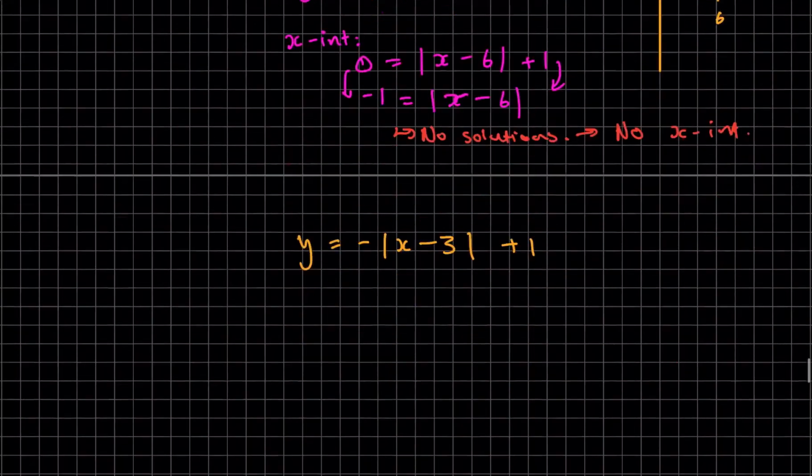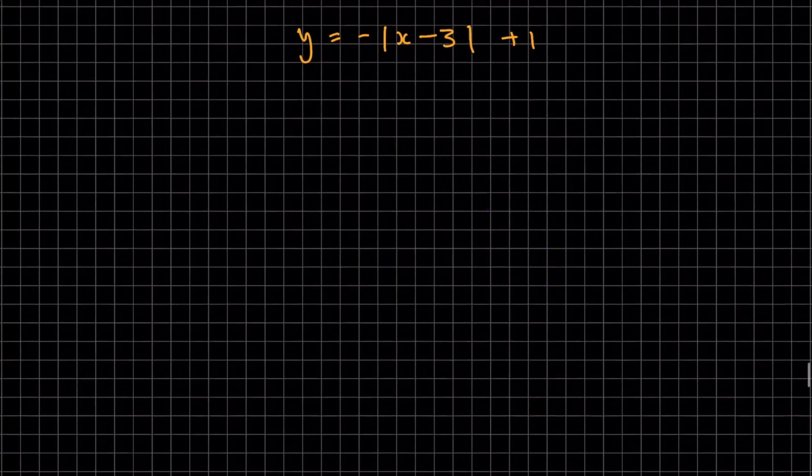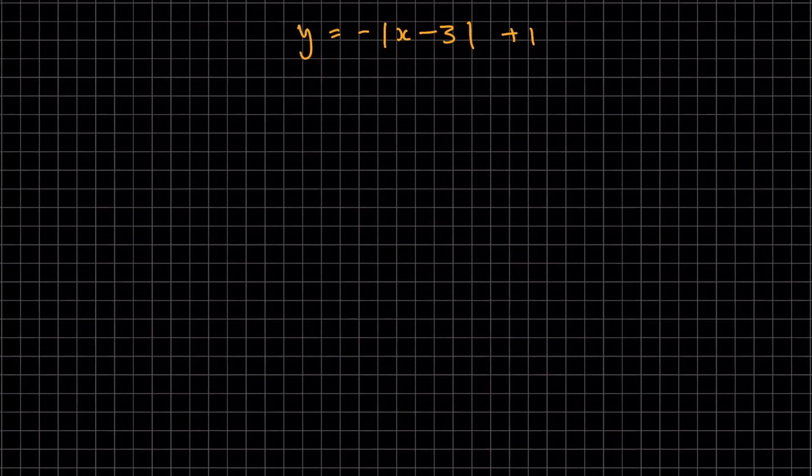Alrighty, let's try another one over here. And actually, I'm going to change, let's try this one over here. Alrighty, again, looking at this equation, our apex will be at h, k, which over here would be 3, 1.